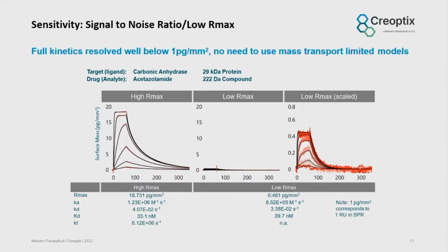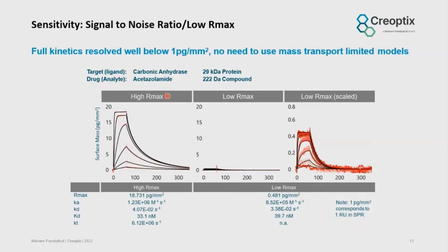So what does sensitivity mean when we talk about having superior sensitivity? Here we like to talk about signal to noise ratio with low Rmaxes. In this slide, we're showing full kinetics resolved well below 1 picogram per millimeter squared. And this means we have no need to use mass transport limited models. What I would like to highlight on this slide is, for those of you who might be familiar with SPR systems, on our y-axis, we have picogram per millimeter squared, which is the very same to a response unit on other systems.